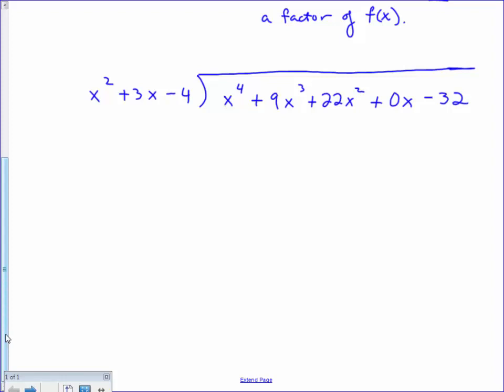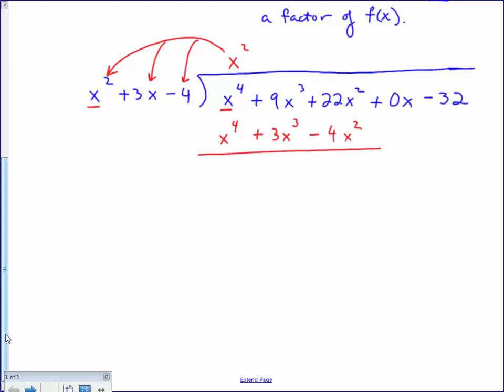All right, to perform this division, I want to look at the x squared and the x to the 4th. What times x squared gives me x to the 4th? Well, I've got two x's, I need two more, so I need to multiply by an x squared. Take this x squared, distribute it to each of the three terms we have here. So x squared and x squared is x to the 4th. X squared times 3x is 3x cubed. X squared times -4 is -4x squared. Notice that my like terms line up underneath each other. Draw a line, change your signs.